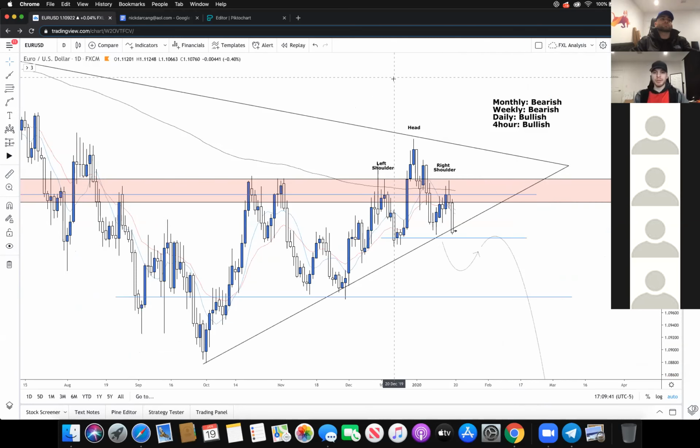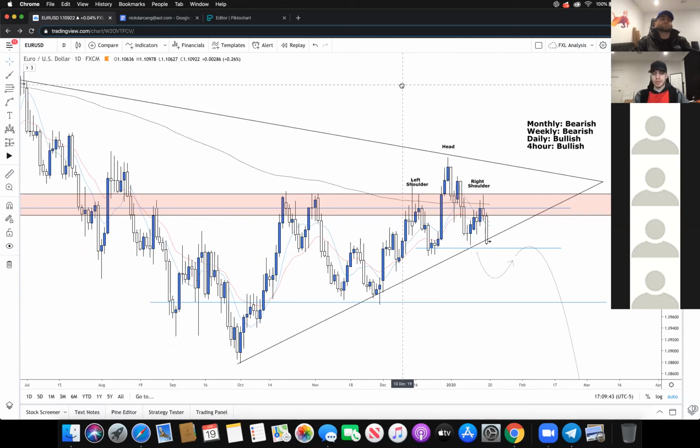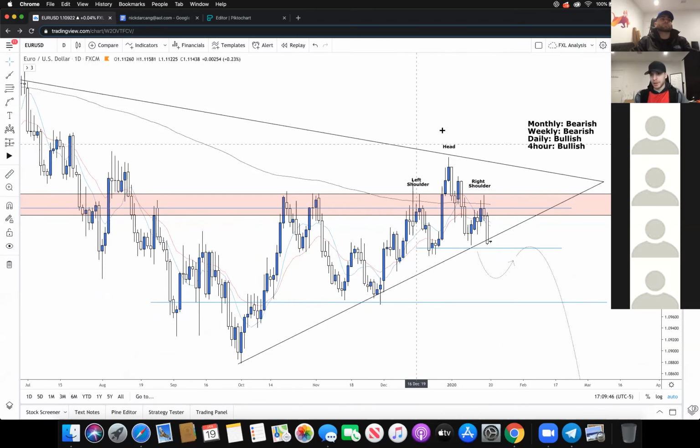This one's looking pretty interesting. This is a really big kind of pattern that we got going on here. But we got the monthly and weekly, both bearish. So the overall sentiment for Euro USD is very bearish, but the daily and 4 hour are bullish. So you can see here again, this is the daily time frame. We have higher highs, higher lows, higher highs. Bullish since October. But now we found a little bit of resistance just outside of this major level here, this red zone. So we found resistance up here, close to this trend line.